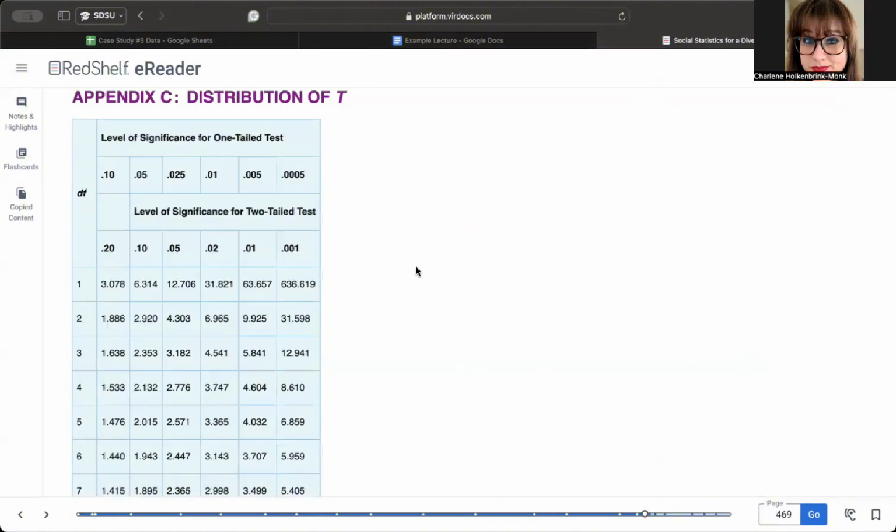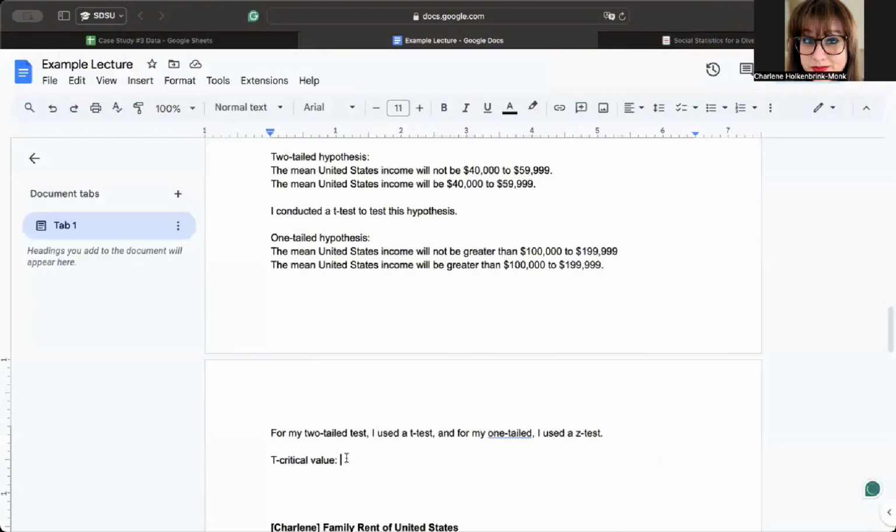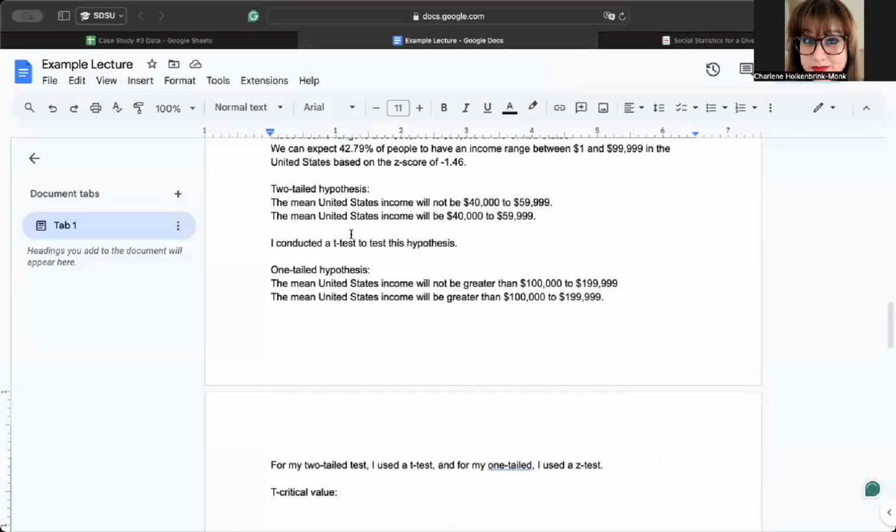So degrees of freedom is just N minus 1. If you look at this here, it's from Appendix C. You have to remember that we're doing two-tailed tests for our rent and income. And not because it's a two-tailed test for the t-test, but because we simply don't have all of the values for our population values.